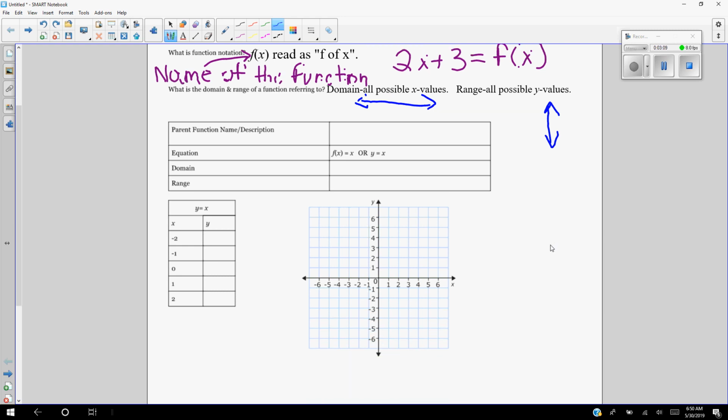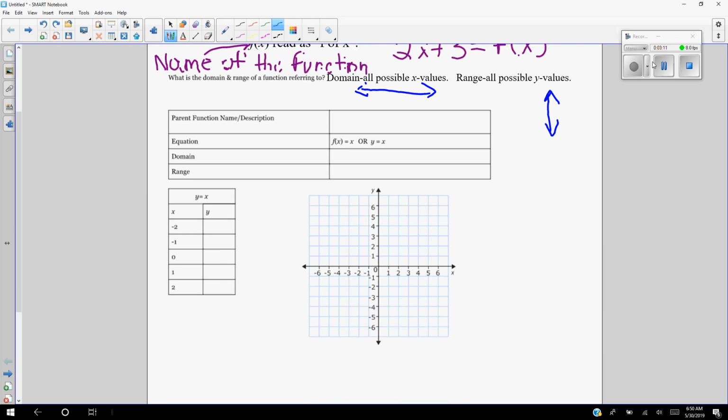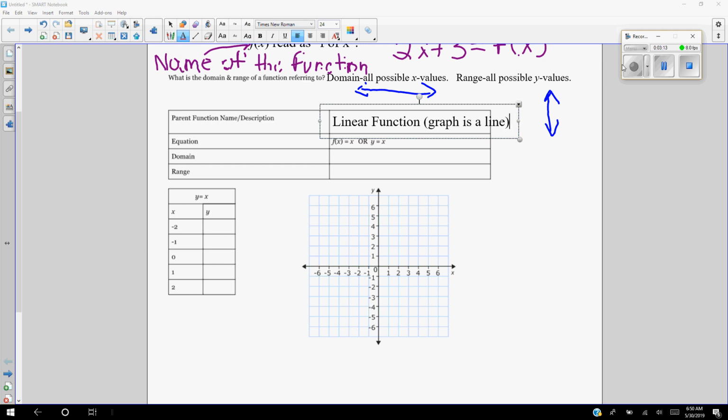So the first parent function we're going to look at is the linear function. Of course, the description is kind of in the vocab word itself. The graph is a line. And then again, you'll notice right here for equation, I wrote it two different ways: f of x equals x or y equals x. Again, they both mean the same thing, but we're typically not going to use y equals x very often, although I do use it in this first example.